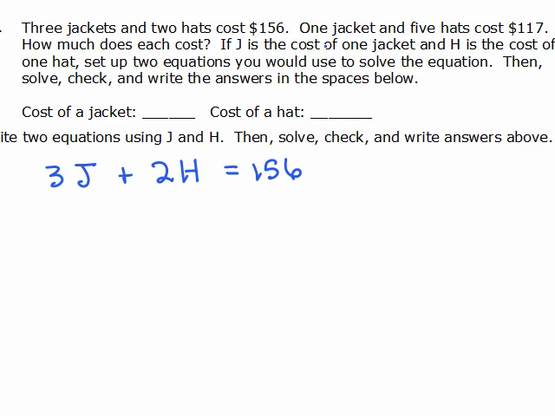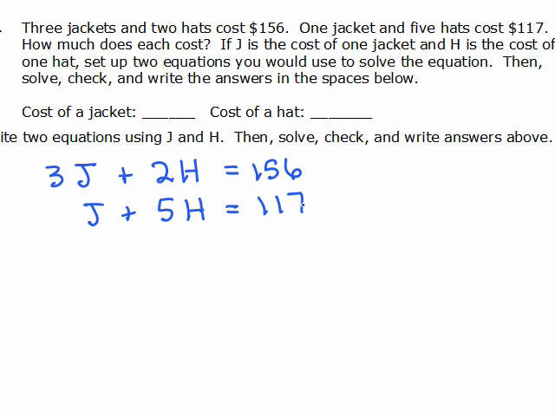On the other hand, it says if I just buy 1 jacket, well, the cost of 1 jacket is just J, but I buy 5 hats, each one costing H dollars, and it costs $117. So those are our 2 equations using J and H. Next step is to solve it.